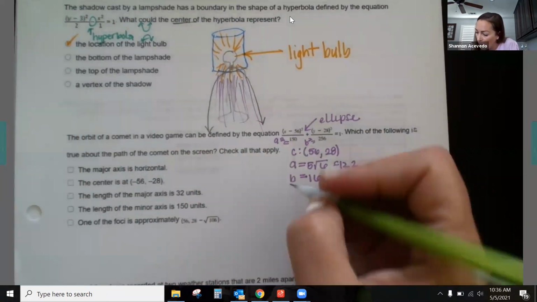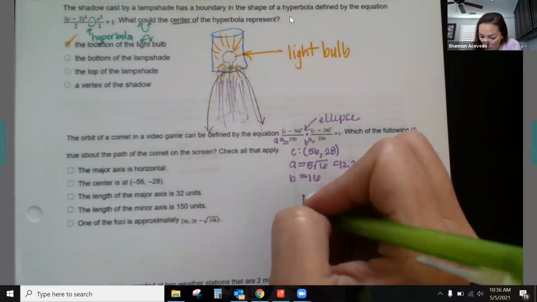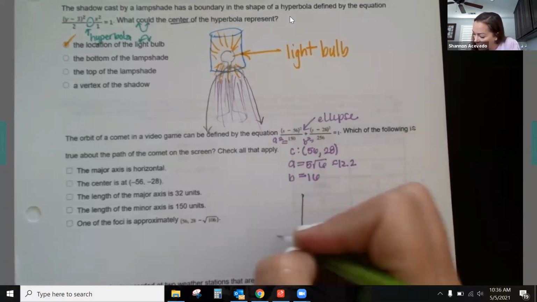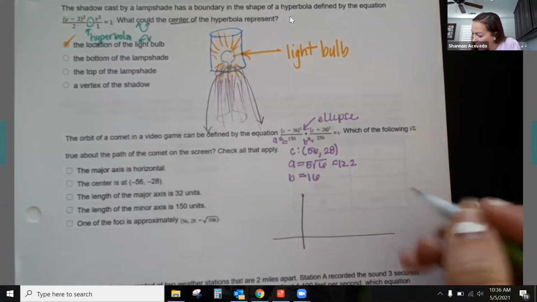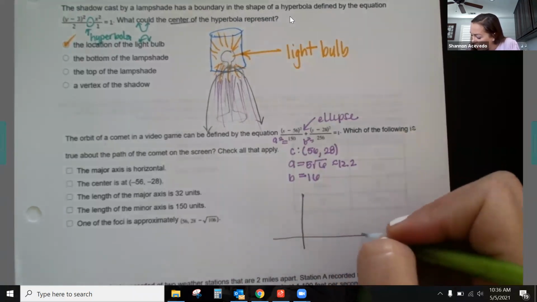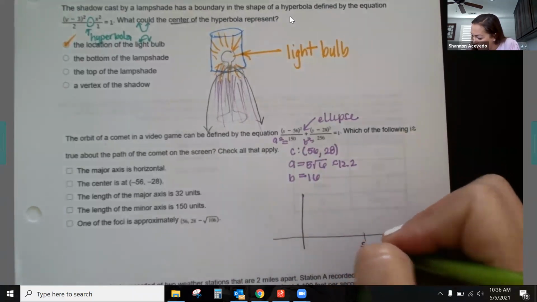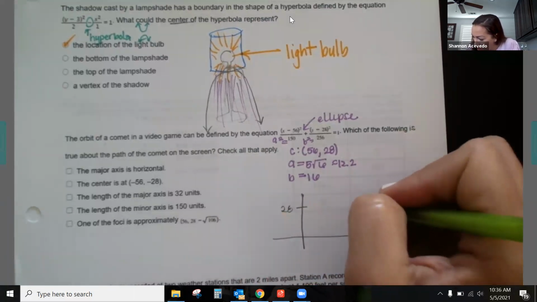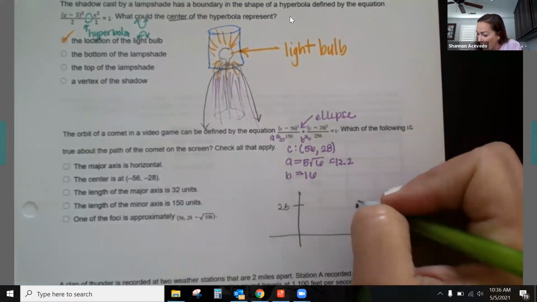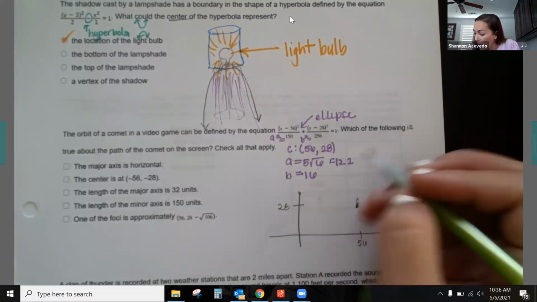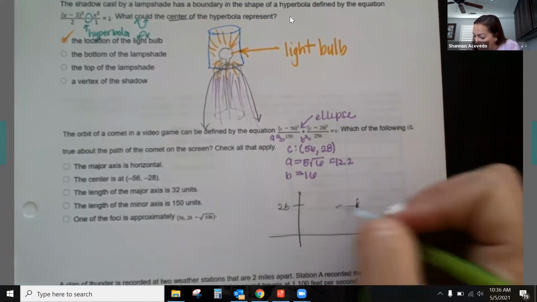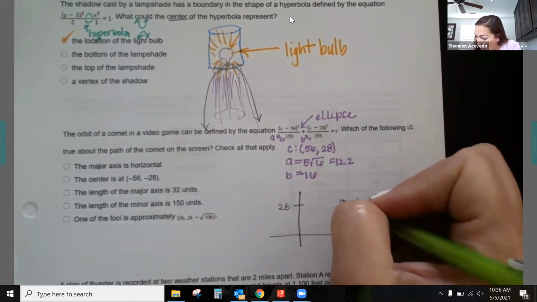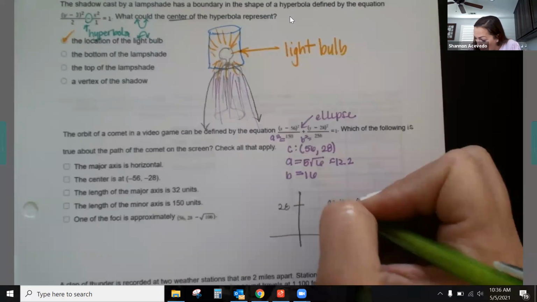So I know then my center is going to be at, we're going to go here. This will be (56, 28). So here's the center of my ellipse. And I know that my A, I'm going to go 12 in each direction, right? I'm going to go 12. This is my value of about 12.2. That's my A value.